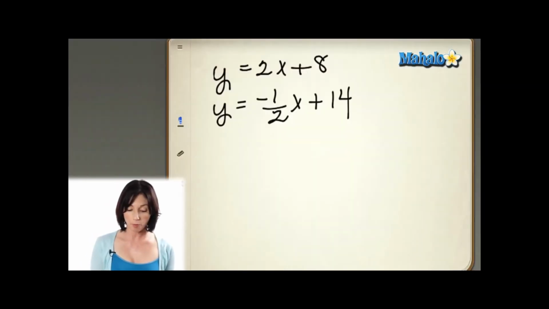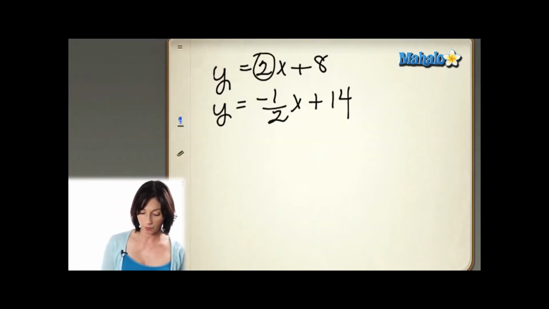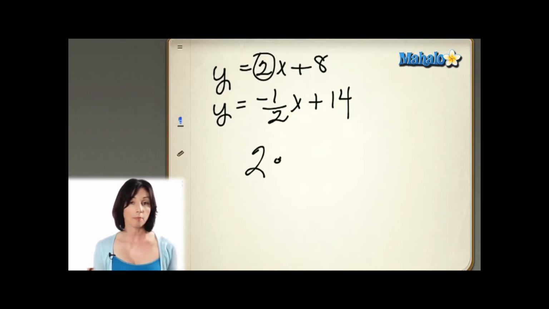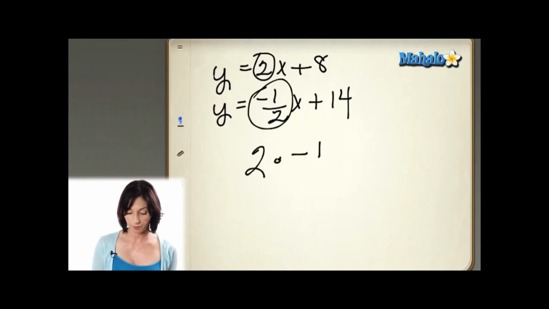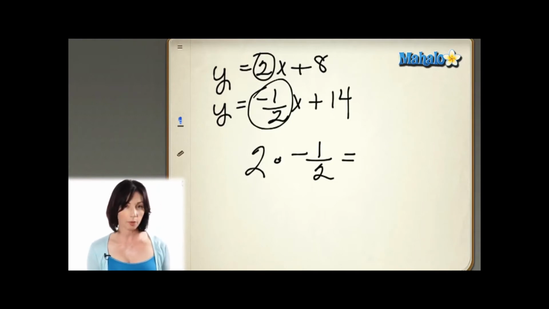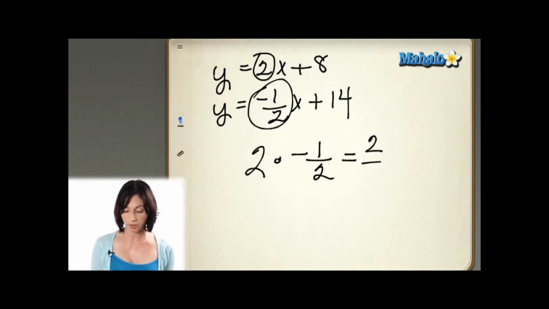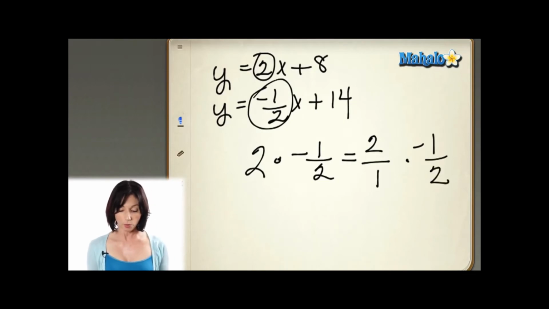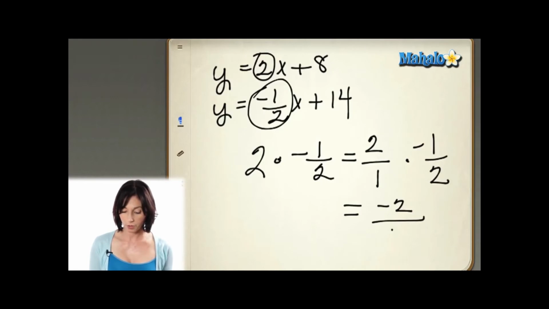Now, if you want to determine if these two lines are perpendicular to each other, multiply their slopes together. The slope of my first line is 2, and I'm going to multiply that by the slope of my second line, which is minus 1/2. Now, I can rewrite 2 as 2/1. I'm going to do that just to make my multiplication a little easier. So what do I get here? I get negative 2/2, which is the same as negative 1.